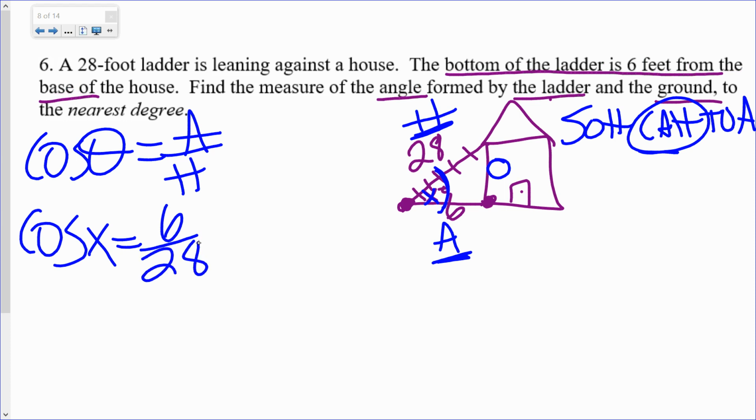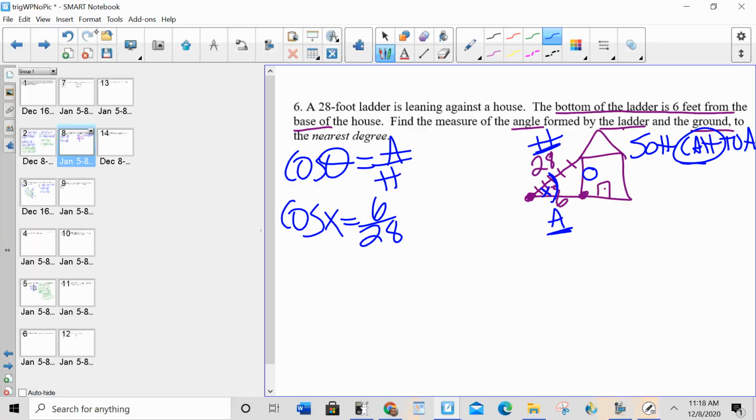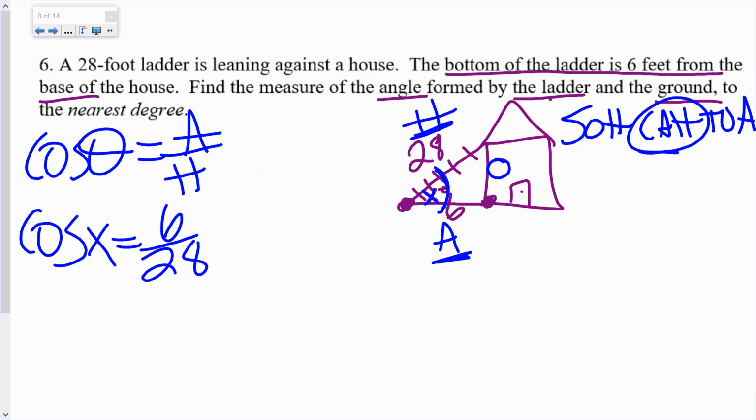Now sometimes I do inverse and sometimes I do cross multiplication. When I'm finding an angle, when I need to get rid of the cosine, I'm going to do inverse cosine. When x is a side, when x is part of the fraction, that's when I cross multiply. To find an angle, to get rid of cosine, I do inverse cosine.